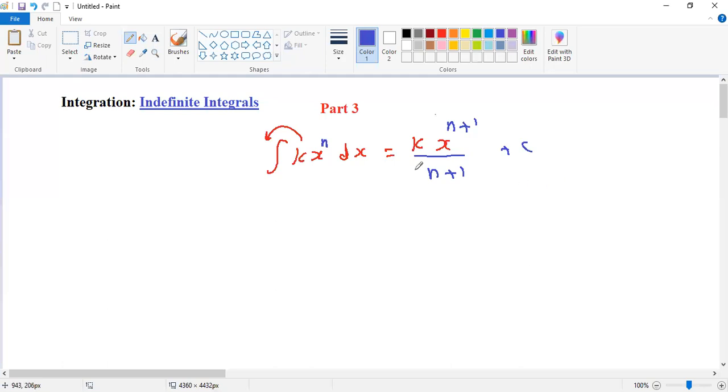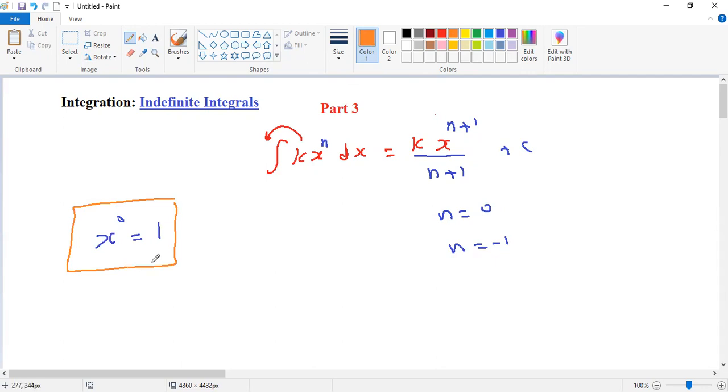But what about this n? What about if n is equal to 0 and n equal to -1? In this video, I will talk about 0 and -1. First, if n is equal to 0, what do you mean by x to the power 0? See, x to the power 0 is equal to 1.